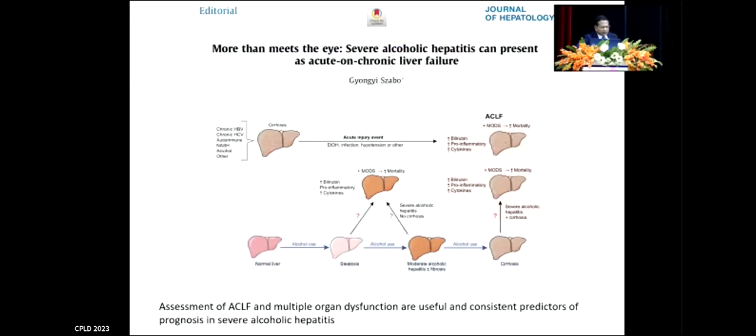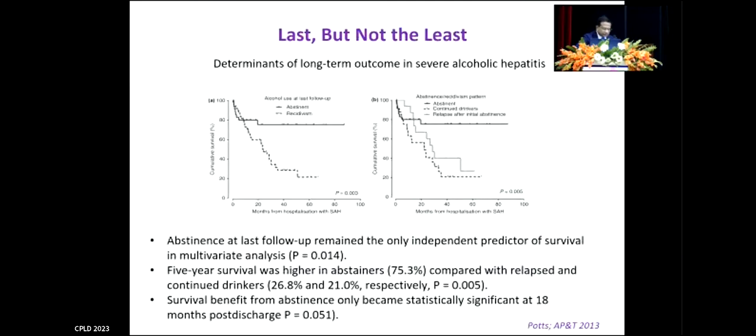And this is again an editorial in the same journal, which talked about severe alcoholic hepatitis, which presents as ACLF, having a worse prognosis. And assessment of ACLF and multi-organ dysfunction are useful and consistent predictors of prognosis in severe alcoholic hepatitis.